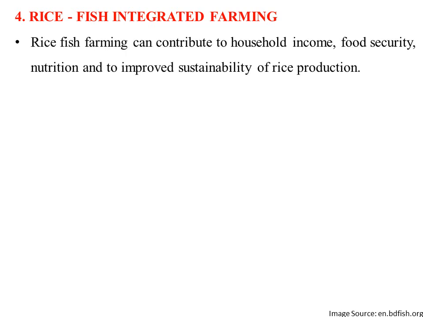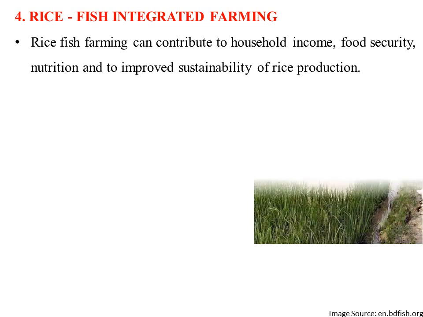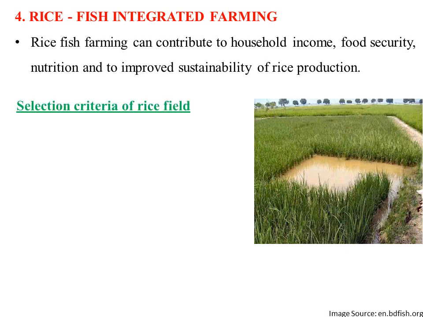Next one is the rice cum fish integrated farming system. This type of farming system, the rice fish farming, will contribute to the household income as well as the food security and nutrition, and also improve the sustainability of the rice production. There are two main methods of rice cum fish integrated farming system. One is the simultaneous, another one is the alternative method.